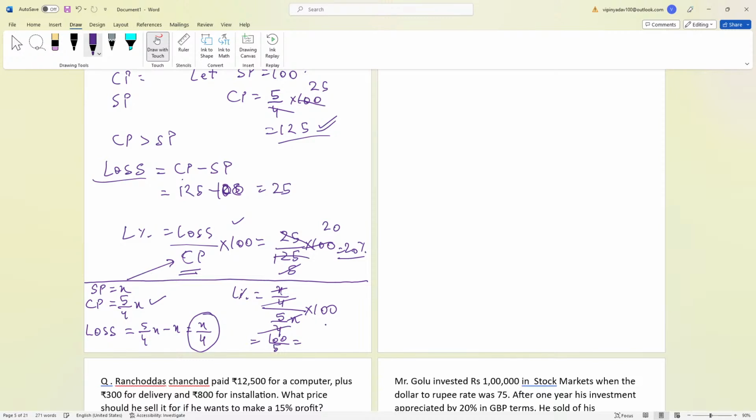Those who don't know about this little part, let me tell you how we are simplifying it. To simplify this kind of thing, just take this number at the top. So it will become 4 times X divided by this 4, which you can bring down. It will be 5X into 4. 4 gets cancelled, X gets cancelled. So what are we getting? 100 upon 5, that is 20% again. That is the correct answer.